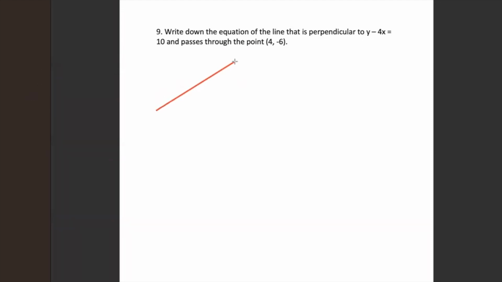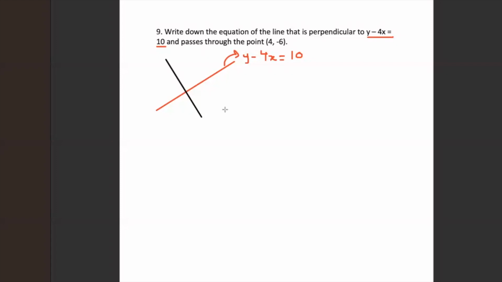So if the original line given in the question is this one, y minus 4x equals 10. So maybe this is our original line in red. Y minus 4x equals 10. Let's write it like that. So by perpendicular lines, we mean another line which is at right angle to it.